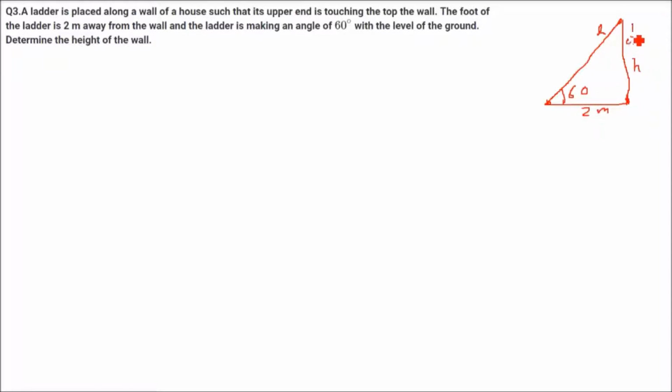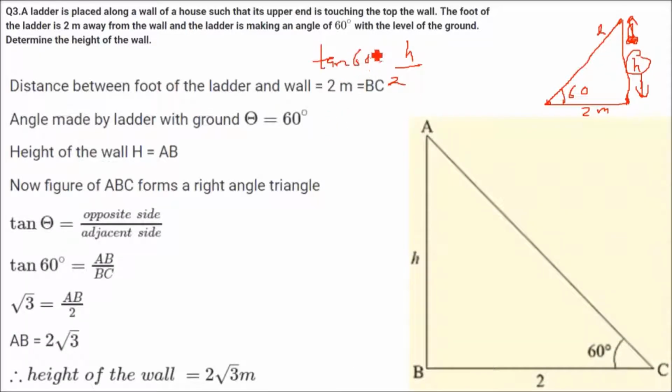So now you have to find the height of the wall, this height. So let us take it as h, from this point to this point. So again we will use tan 60. Tan 60 will be what? Perpendicular by base, height of the wall by 2 meter. Tan 60, as we know, is equal to root 3. So you can just write root 3 equal to h by 2. h will be equal to 2 root 3. This is the answer. This is how you have to do it.